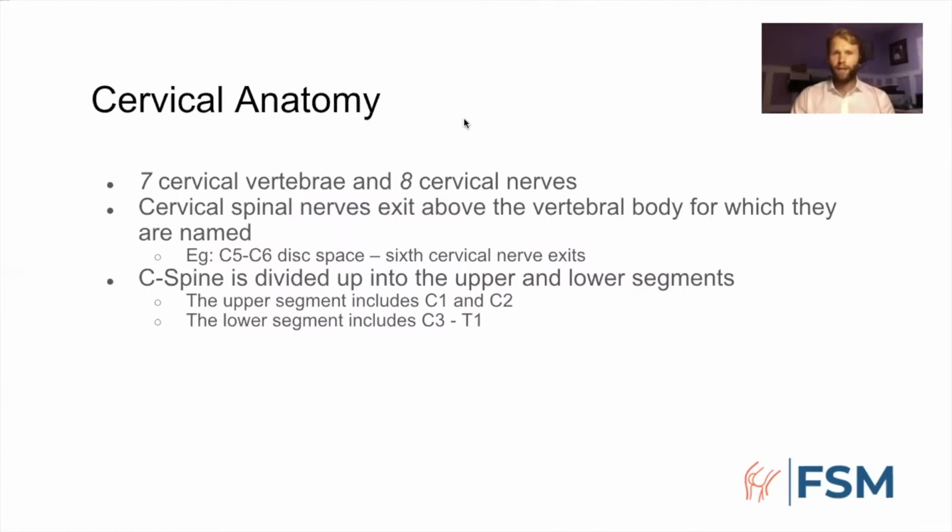Typically, the spine is also divided into 2 segments, the upper and lower. C1 and C2, or the atlas and axis, are the upper segment. C3 through T1 is the lower segment.